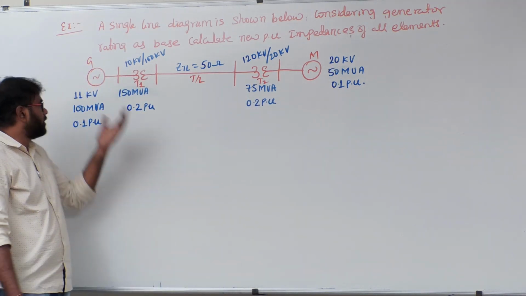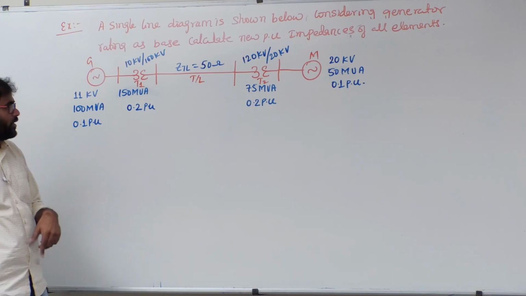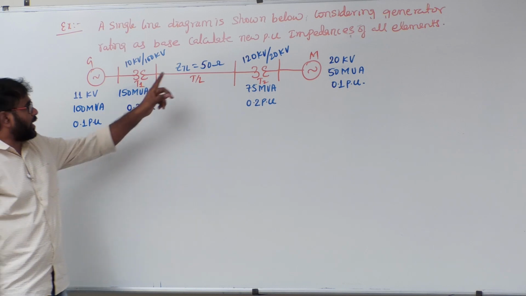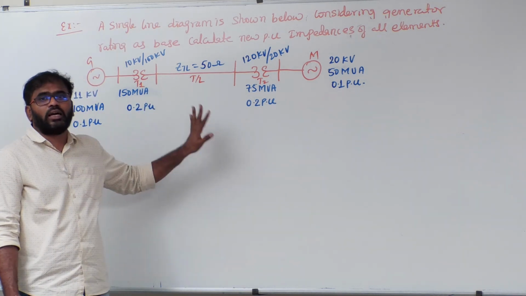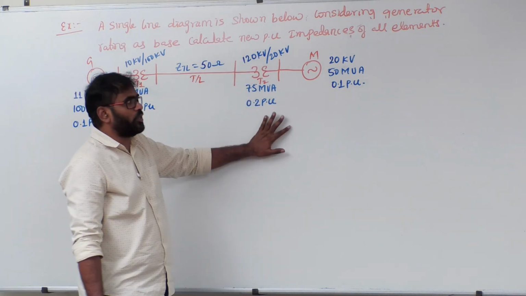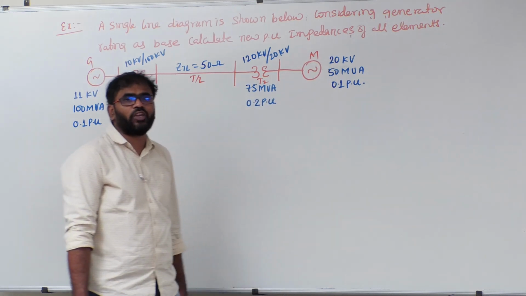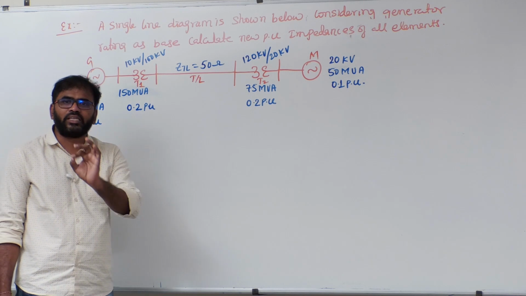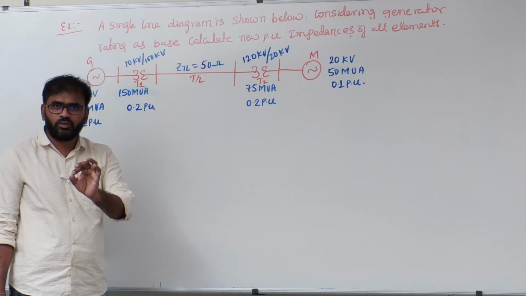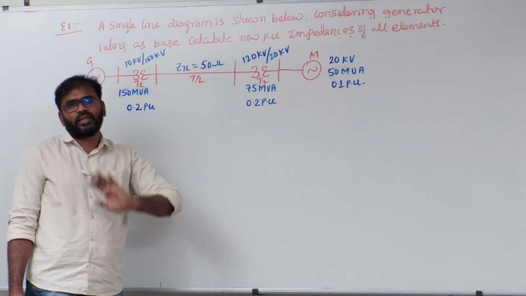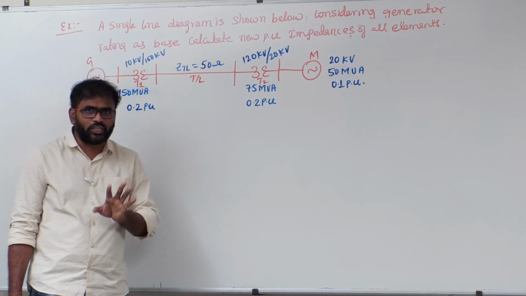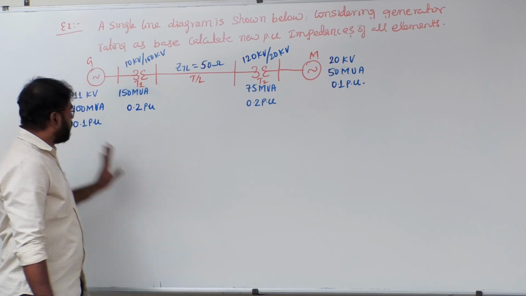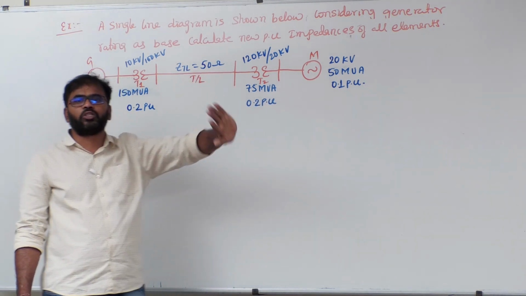100 only. That means generator MVAB new is 100. Transformer 1 MVAB new is 100. Transmission line MVAB new is 100. Transformer 2 MVAB new is 100, and this motor also MVAB new is 100. Okay, clear? Because MVA is not going to change from primary to secondary of a transformer. That's why for a complete network MVAB new is 100.